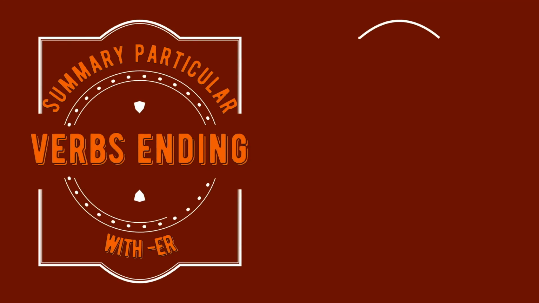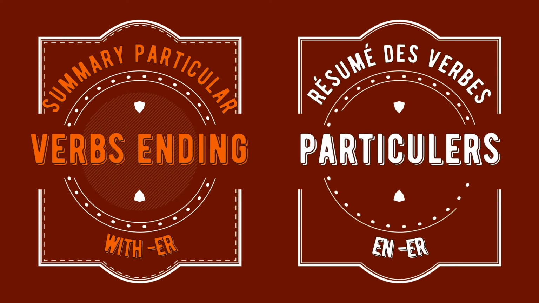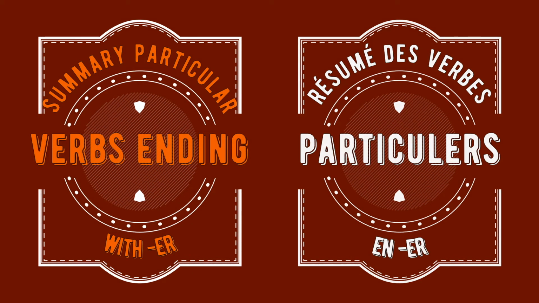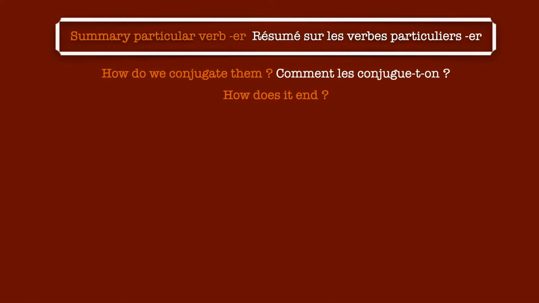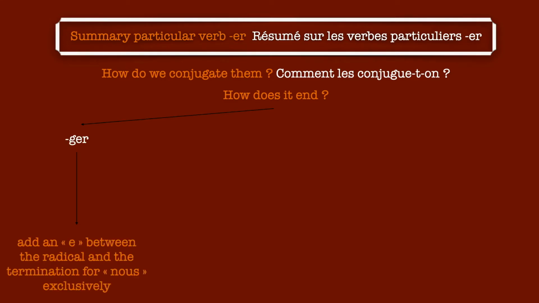Alright, we have covered all the cases I wanted in today's video. Now it's time to show you a recap of everything, because there was a lot of information. Therefore, how do we conjugate them? Well, it depends on how the verb ends. If the verb ends with -ger, we add an e between the radical and the termination, but this is only for the first person plural. We have seen that with the verb to eat, and the conjugation was with an e between the G and O letters.